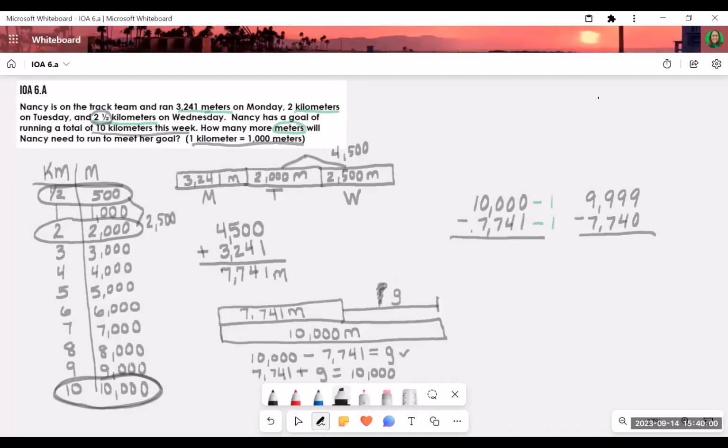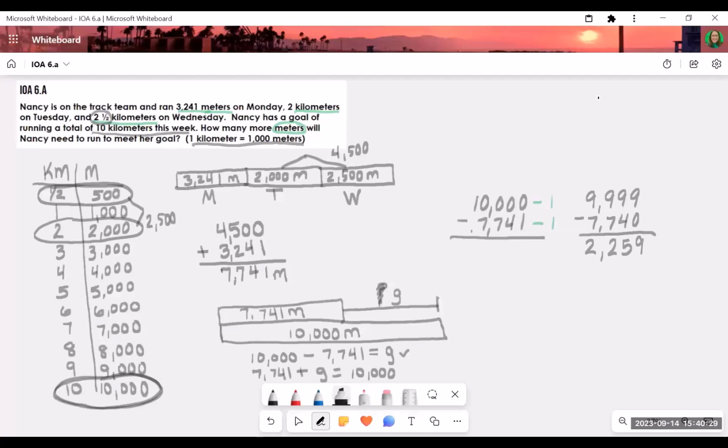And now that I've kept that constant difference and I've subtracted 1 from both, I do not have any regrouping to do. So I can easily subtract: 9 ones minus 0 ones is 9. 9 tens minus 4 tens is 5 tens. 9 hundreds minus 7 hundreds is 2 hundreds. And then 9,000 minus 7,000 is 2,000. So now let's take this back to our problem.